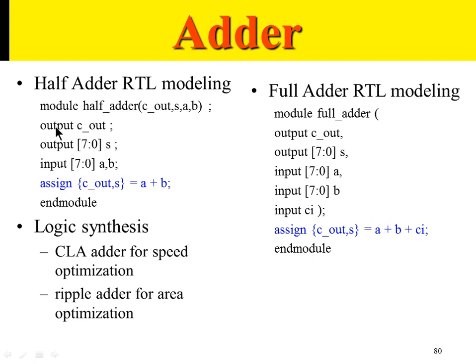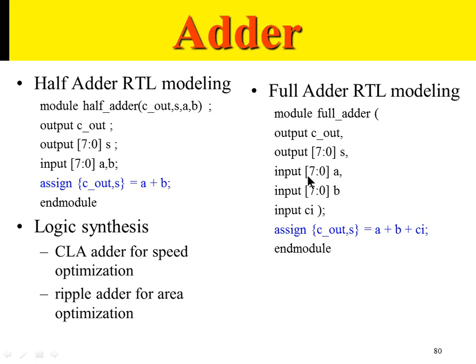and carry out will be a single bit. Assign. Now again I can use a continuous assign statement outside the always block. Assign curly braces cout comma S braces is equal to A plus B. This will implement the adder for me in hardware, where A and B inputs will be added and it will generate two outputs, sum which is 8 bits like A and B, and cout which is a single bit carry out. End module.